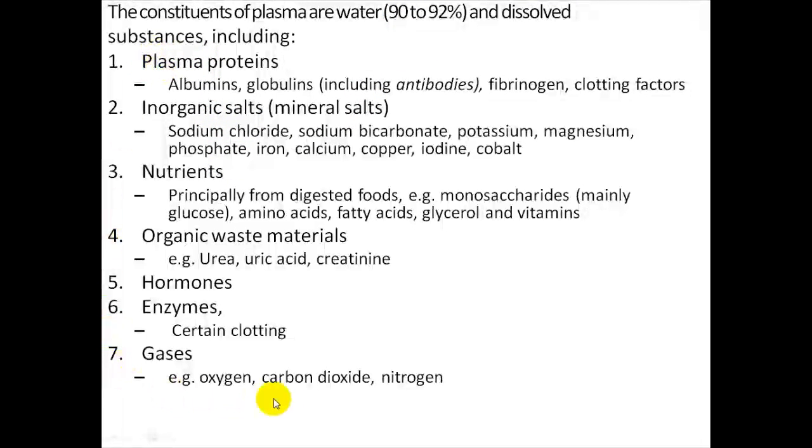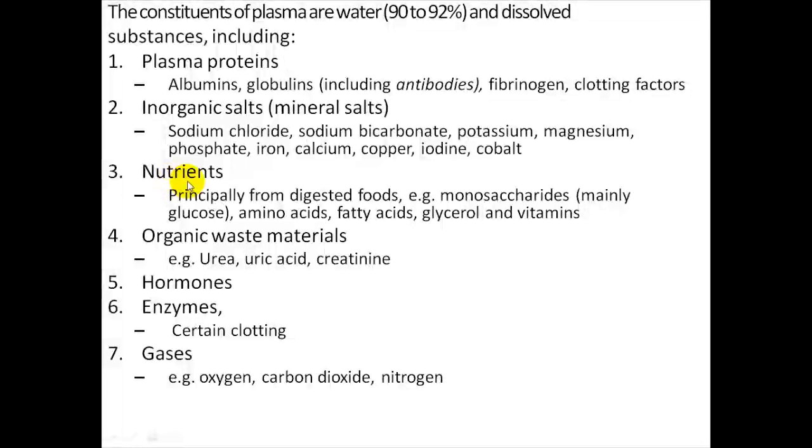So we have the following substances, where the first is plasma protein that involves the albumin, the globulins that include the antibodies, the fibrinogen, and the clotting factors. Inorganic salt or mineral salt involves sodium chloride, sodium bicarbonate, potassium, magnesium salt, magnesium, phosphate, iron, calcium, copper, iodine, and cobalt. These are inorganic salts, or what you call the mineral salts. Some of them are found in a single form, and some of them are found in a compound form.